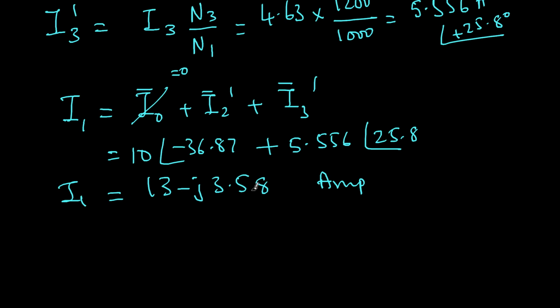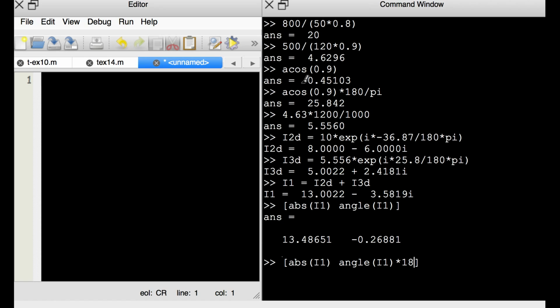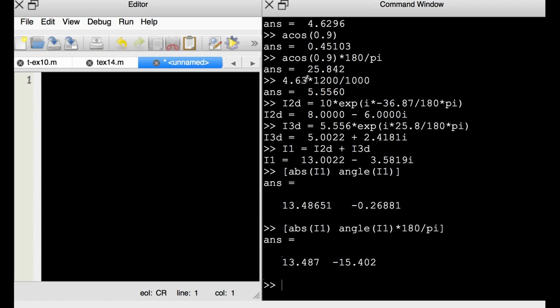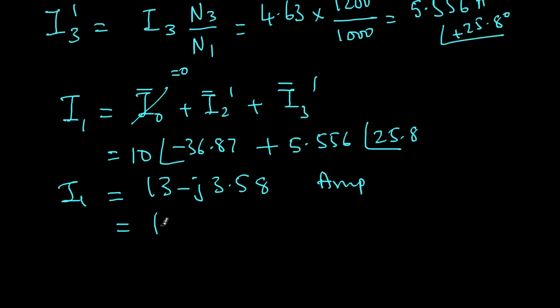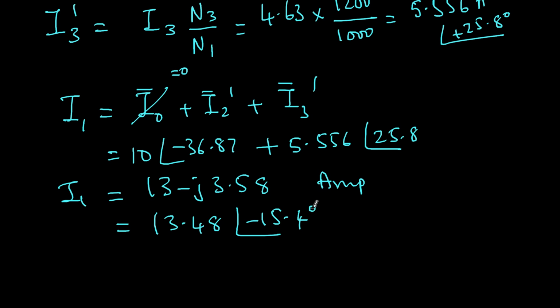Now if I convert into polar form, let me do that. Absolute value of I1 and angle of I1. Of course the angle I want to convert into degrees, so multiplying by 180 by pi. So 13.48 amperes at an angle of minus 15.4 degrees. So this is the primary current I1.